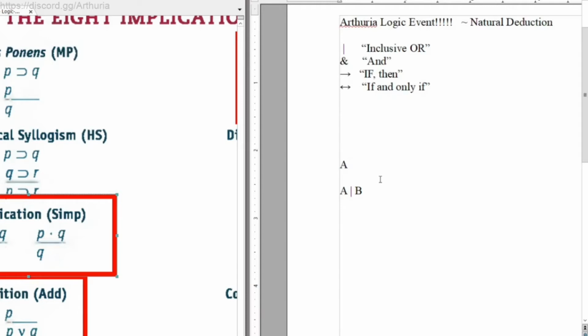And in this case? This is inclusive. Yeah, this can be both. We will discuss the exclusive or next time because there's only one rule that you can really use with it. To be as minimalist as possible with the exclusive or, there's only one rule that you can use with it. There's a trick though, but we're dealing with inclusive or.